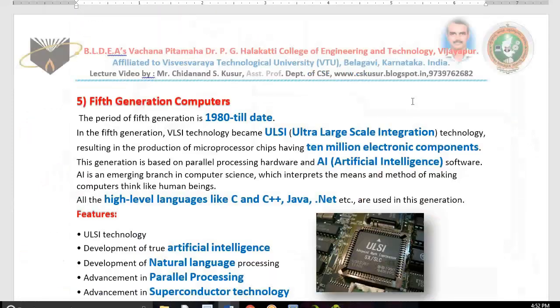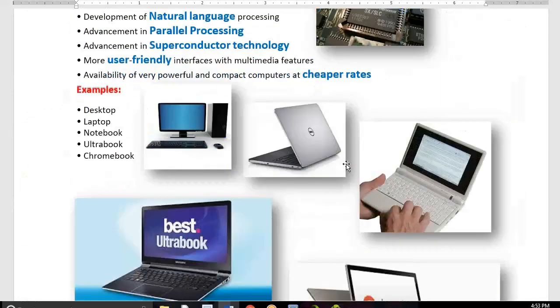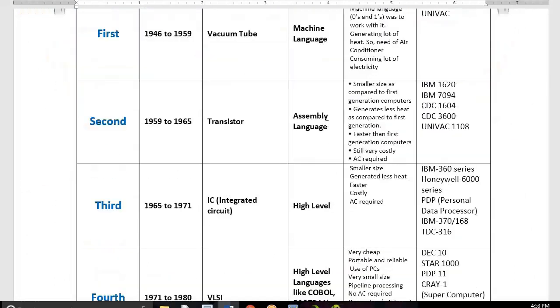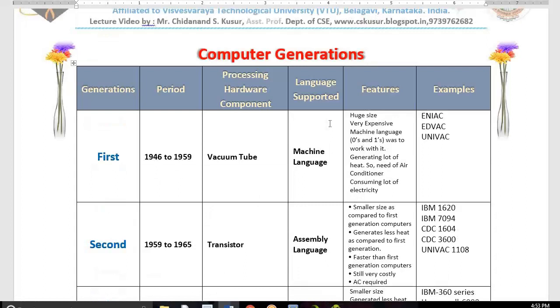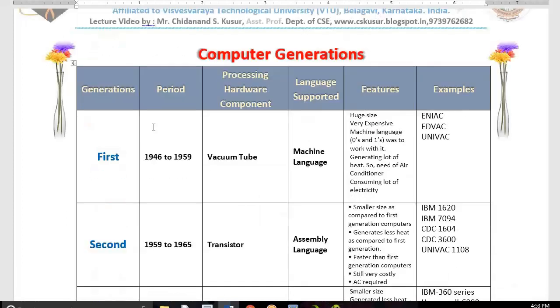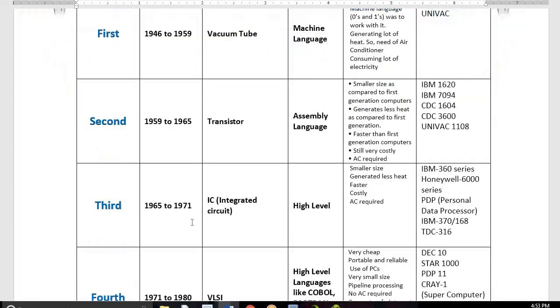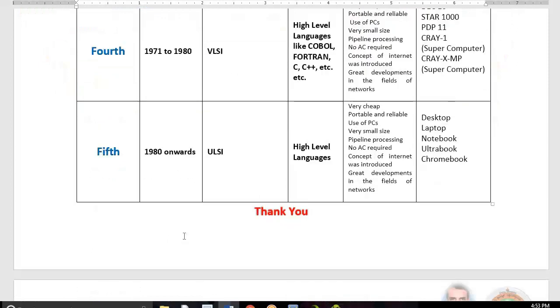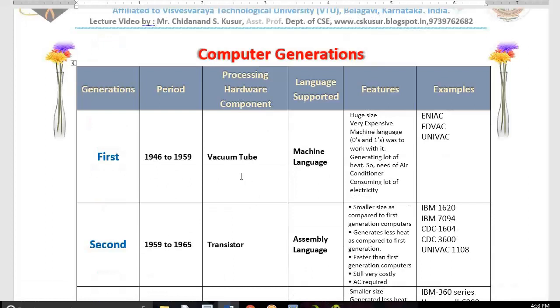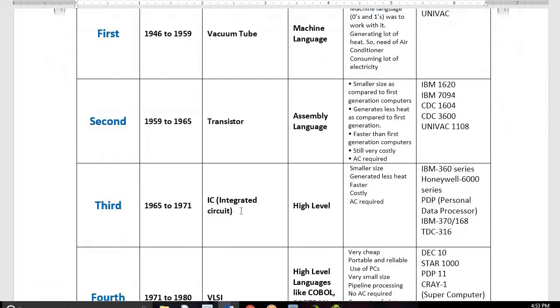And I think you can write like this in the examination. Whatever I explained up to now, I covered in this table. You can write in the form of a table also in the examination. First generation, second generation, third, fourth and fifth generation. Write the years here: 46 to 59, 59 to 65, 65 to 71, 71 to 80, 1980 onwards. Afterwards, processing hardware component: vacuum tube, transistor and IC, VLSI and ULSI.